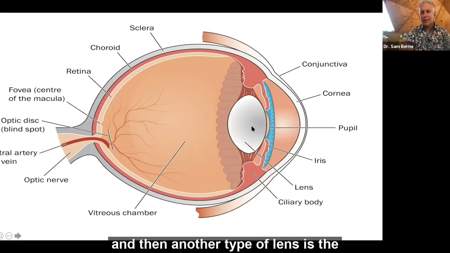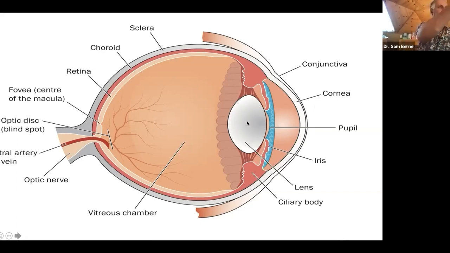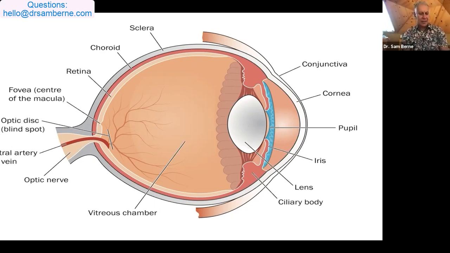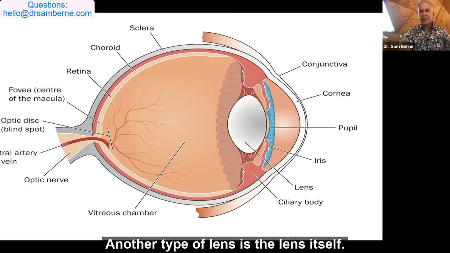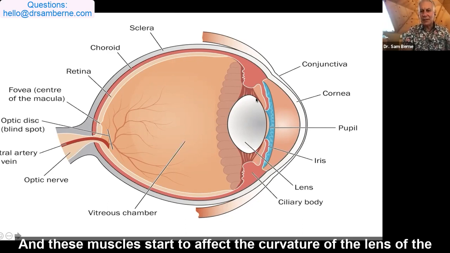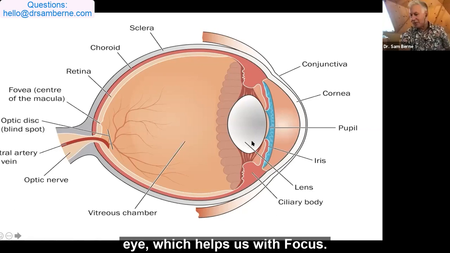Another type of lens is the lens itself, and this is the primary refractive mechanism, and these muscles start to affect the curvature of the lens of the eye, which helps us with focus.